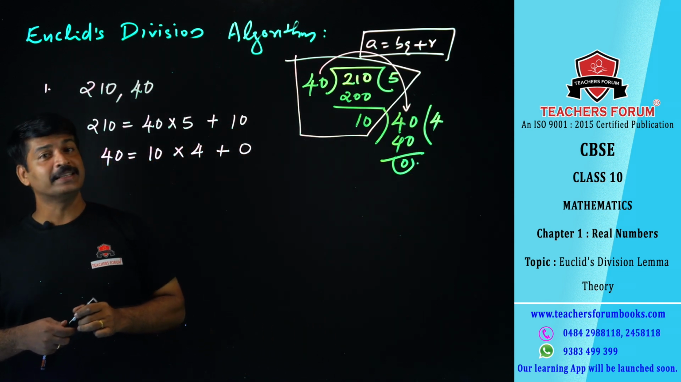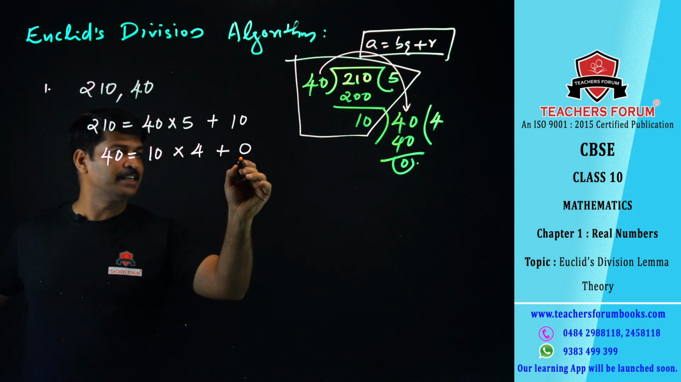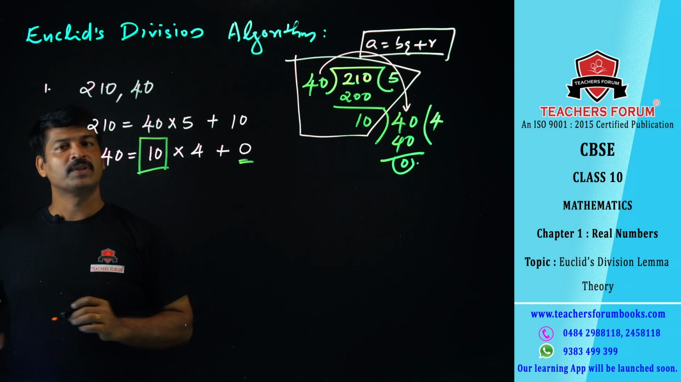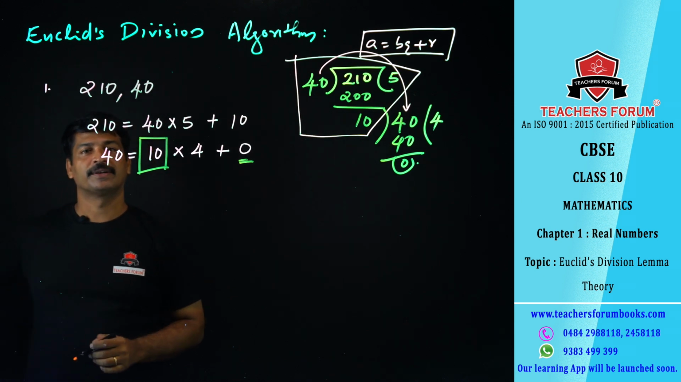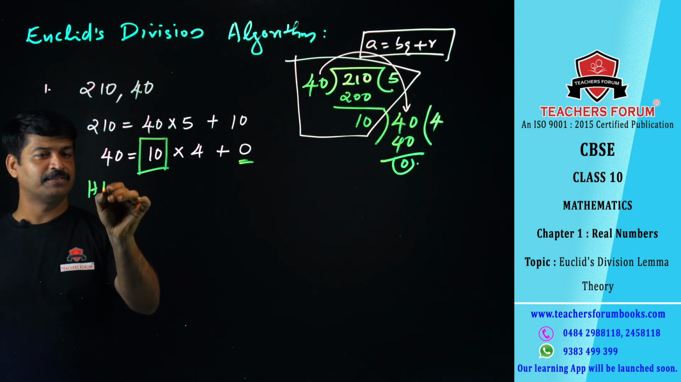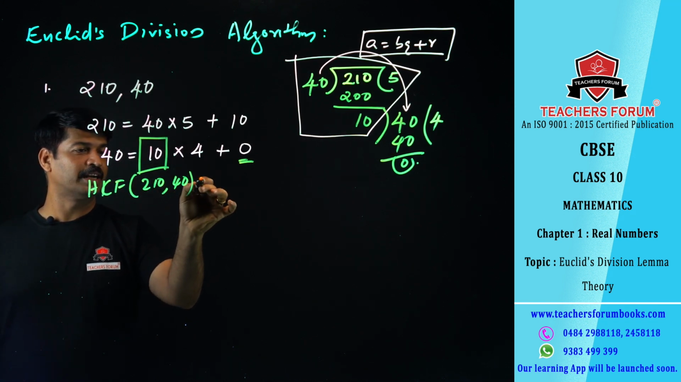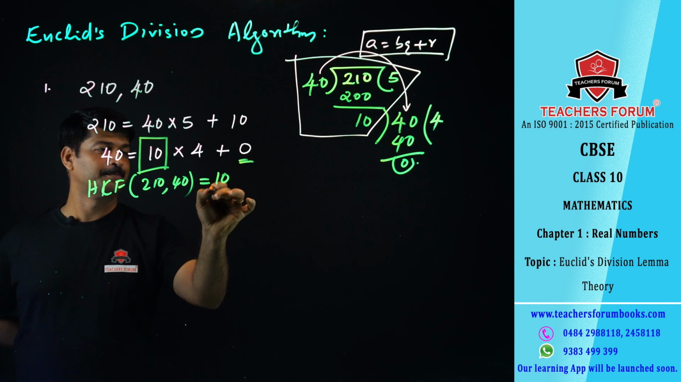You see, when the remainder becomes 0, the divisor will be the HCF of the given two numbers. So what is the HCF of 210 and 40? HCF of 210 and 40 is equal to 10.